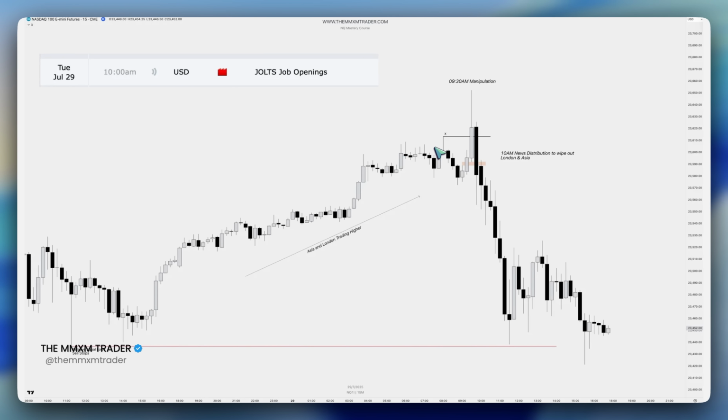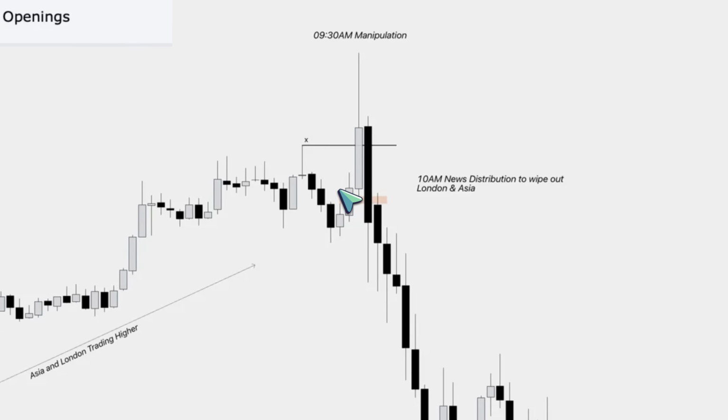Market trades up higher into a key level, right? Asia and London with the same market profile, bullish. Then notice the 10 a.m. news event: market trades above the 9:30 a.m. candle here, right? Manipulation at 9:30. We then close below this candle here, IFEG. This is 10 a.m.'s candle.